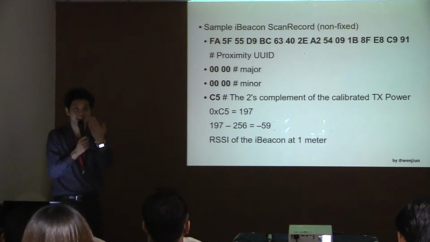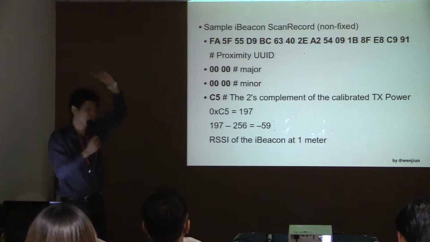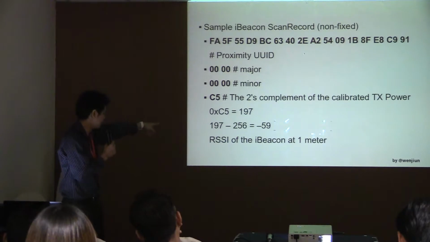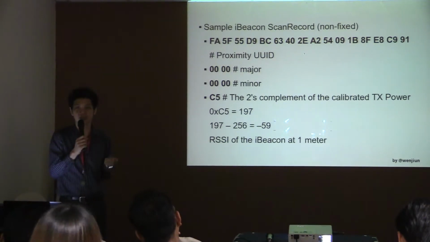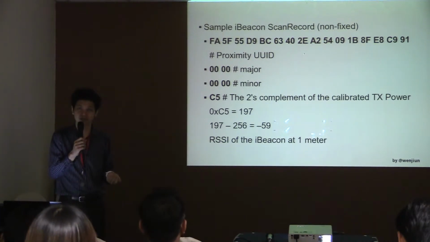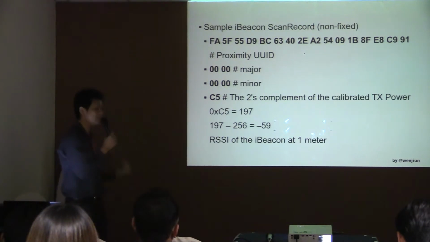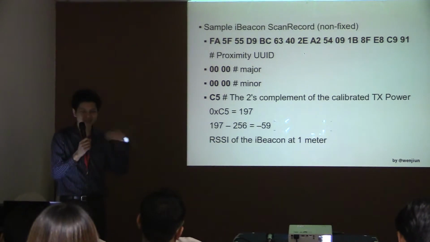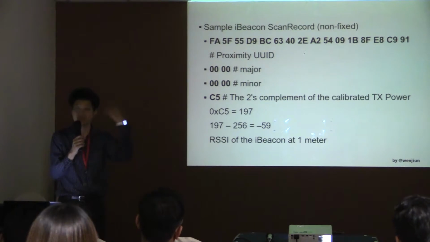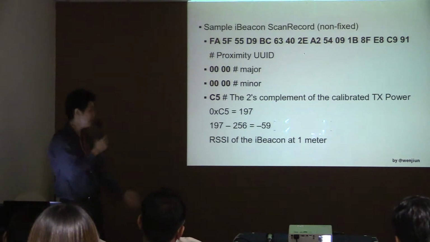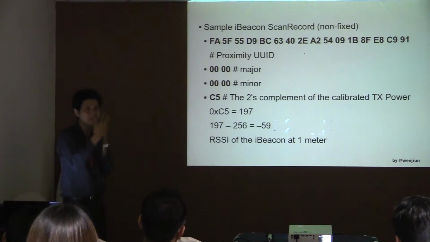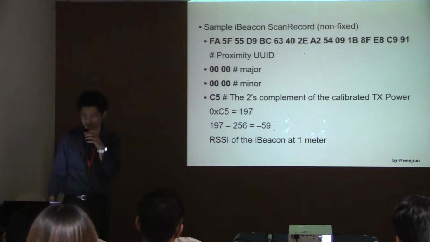Let's say the RSSI just now shows you C5, which is negative 59. How far is it from you? 1 meter, exactly. So if you see negative 59, it is 1 meter. Anything higher than negative 59, like negative 44, negative 32, is less than 1 meter. Negative 30-something is probably near, like centimeters already. Okay? The exact formula I forget, you can search online.